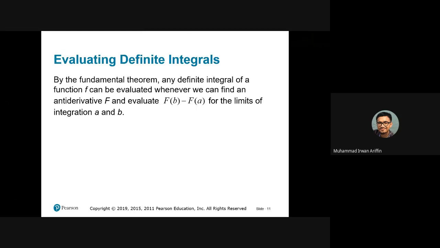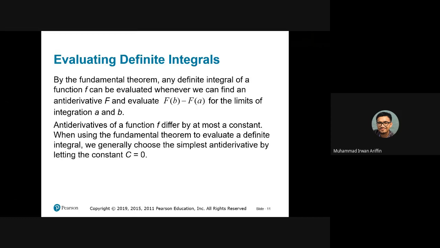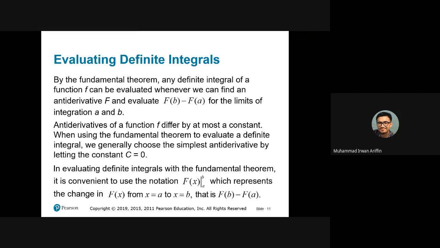So any definite integral of any function can be evaluated whenever we can find the antiderivative and evaluate it at the upper limit and the lower limit. Like last time, we have already said that the antiderivative of a function differs by at most a constant. So when we use the fundamental theorem to evaluate a definite integral, we generally choose the simplest antiderivative by letting the constant equal 0. So we can simply impose this restriction.